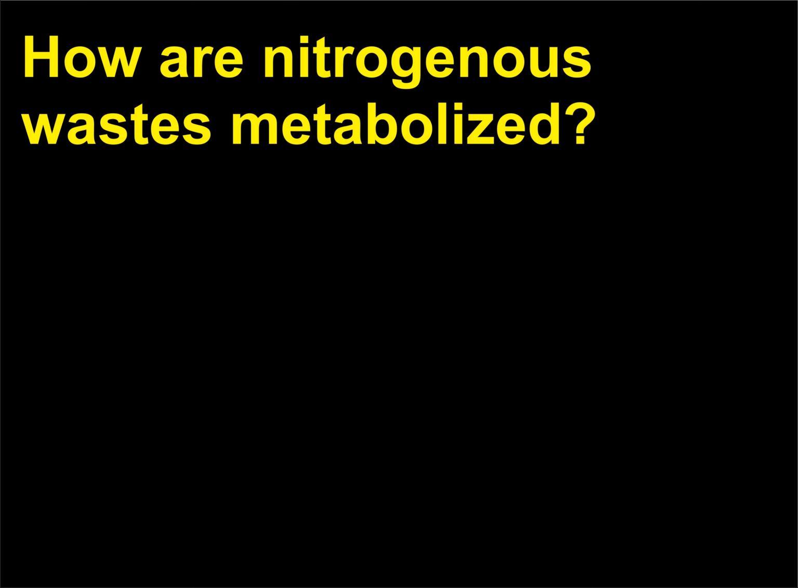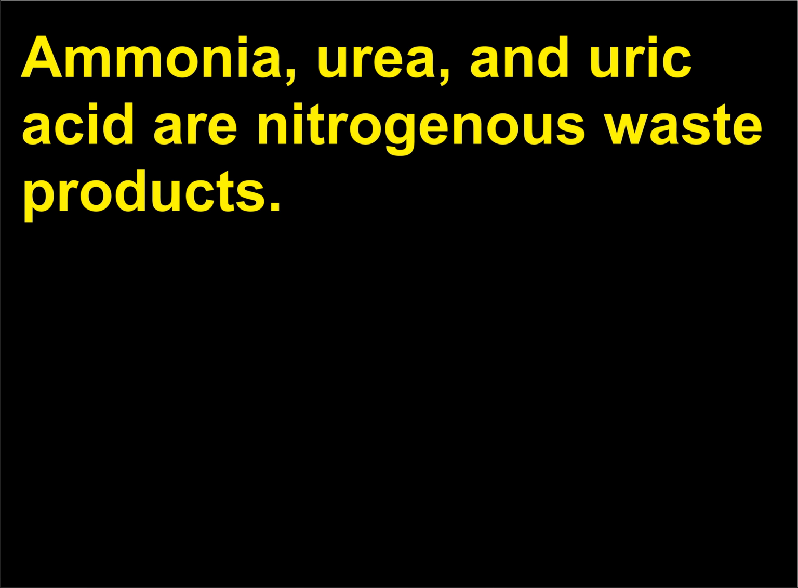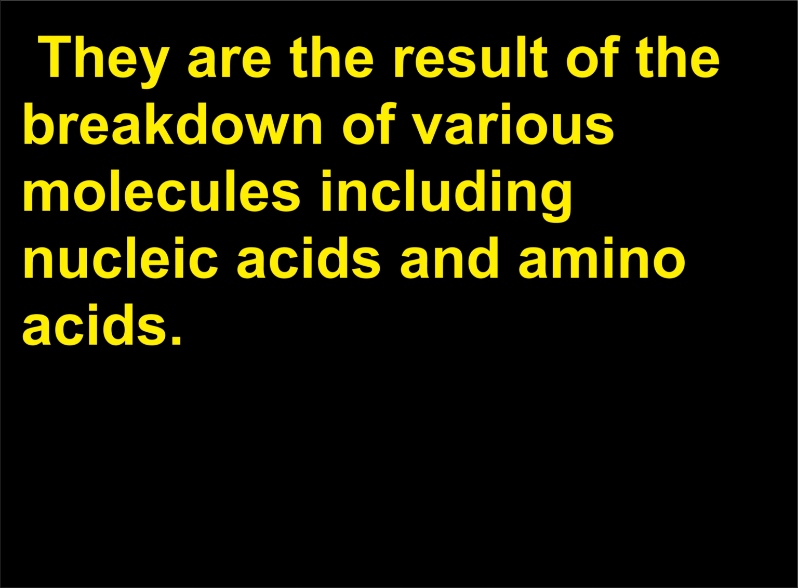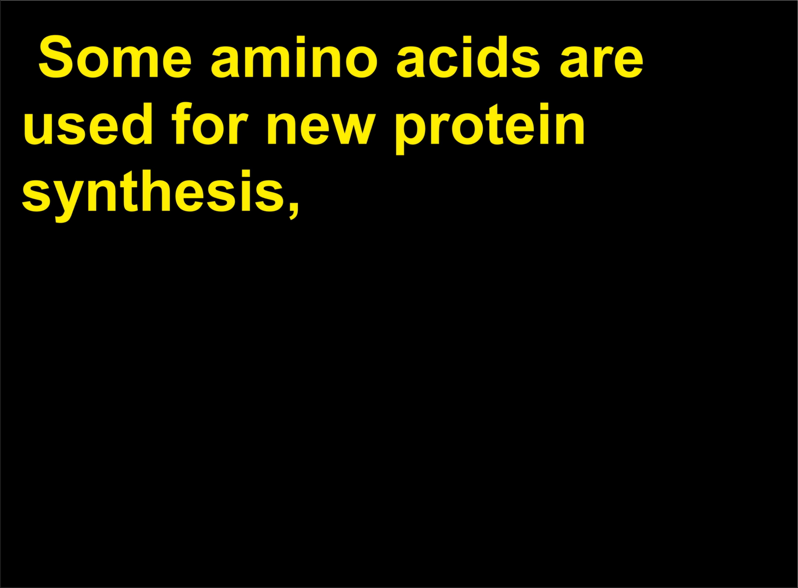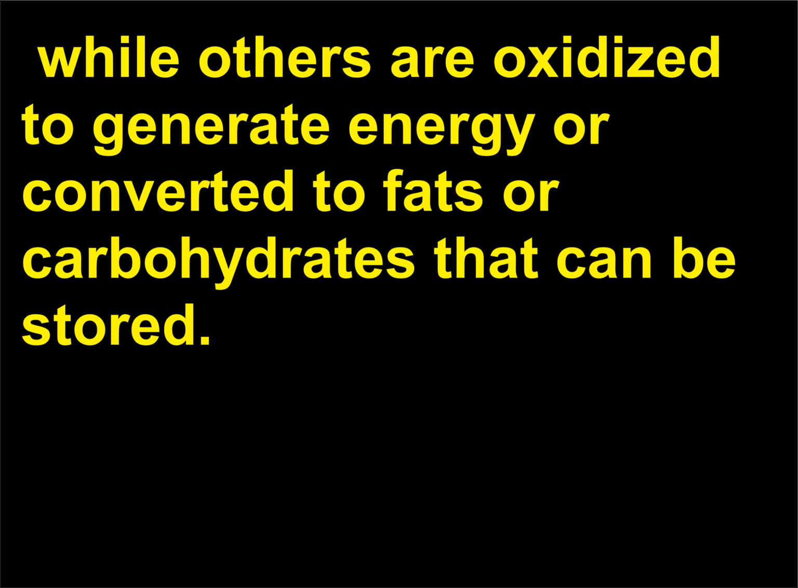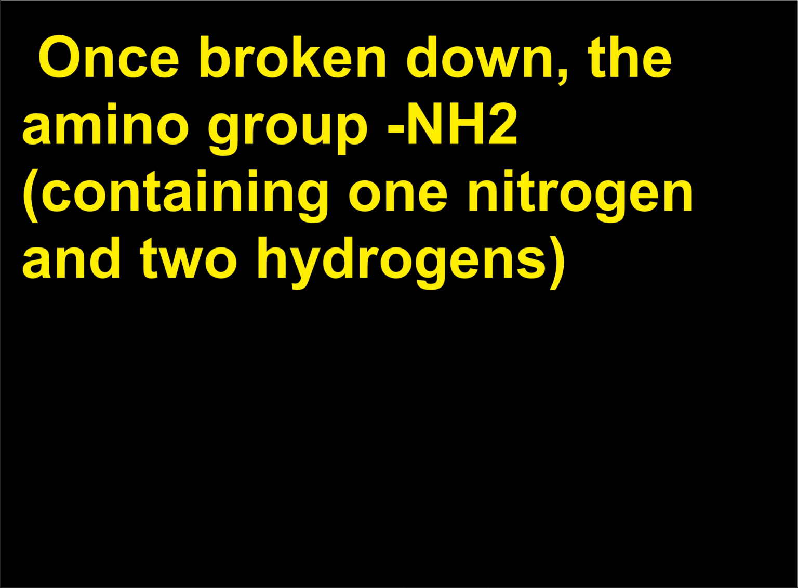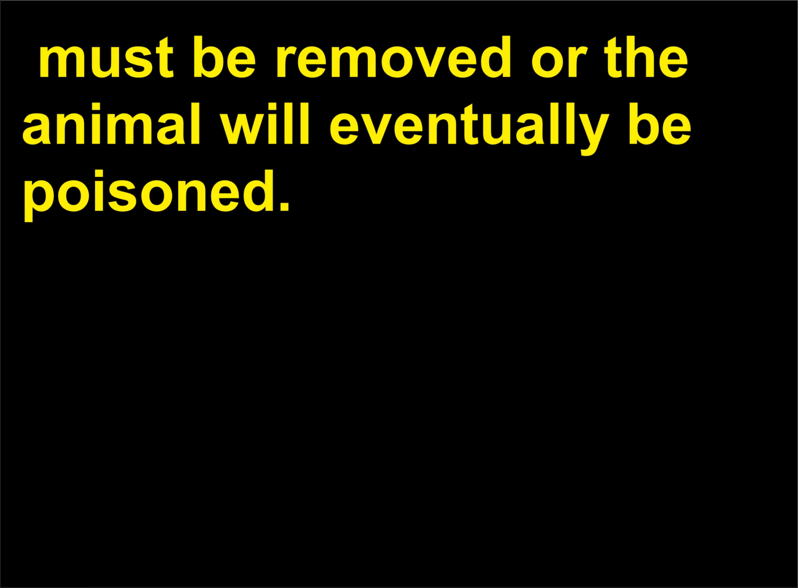How are nitrogenous wastes metabolized? Ammonia, urea, and uric acid are nitrogenous waste products. They are the result of the breakdown of various molecules including nucleic acids and amino acids. Some amino acids are used for new protein synthesis, while others are oxidized to generate energy or converted to fats or carbohydrates that can be stored. Once broken down, the amino group NH2, containing 1 nitrogen and 2 hydrogens, must be removed or the animal will eventually be poisoned.